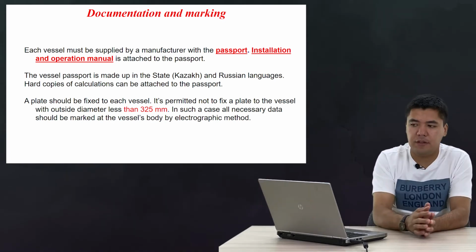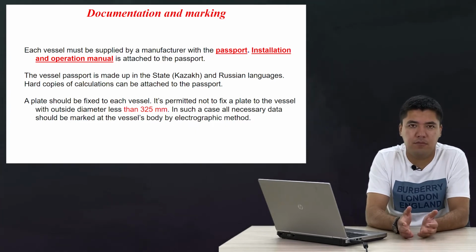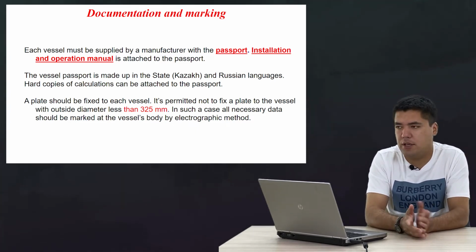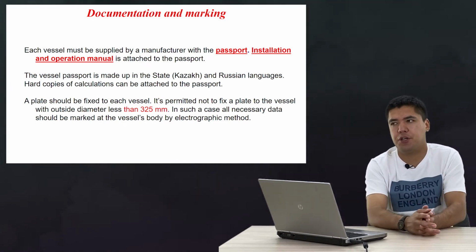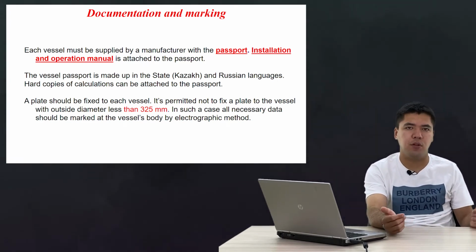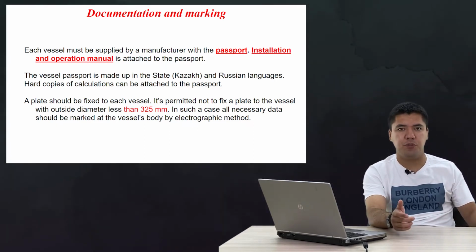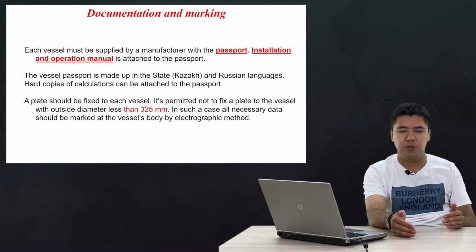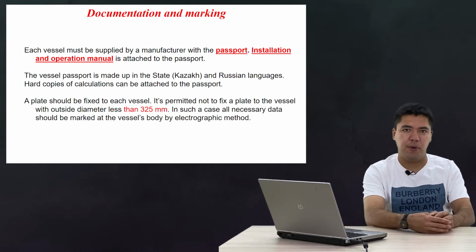So that's it. Next part is about documentation and marking. Imagine you are buying a vessel. It can be any vessel, a gas cylinder, for example. Do you know what documents you need to have to check the quality, service information, manual? Of course, each vessel must be delivered to a buyer, at least, with two documents. The first document is called the passport, the second document is called the manual.